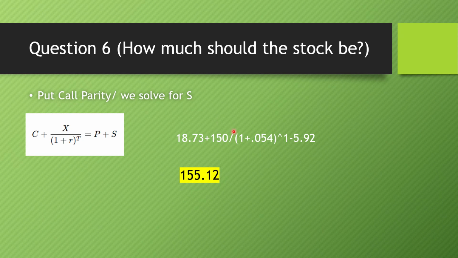Let me backtrack. I calculated this, then I added it. Sorry, y'all. See, I'm going back on my PEMDAS ways. Okay, so I added it, then I subtracted it, and I got the correct answer, 155.12. Sorry about that.